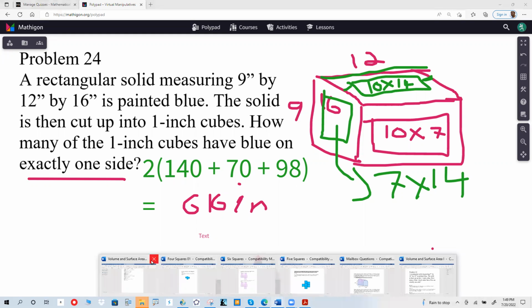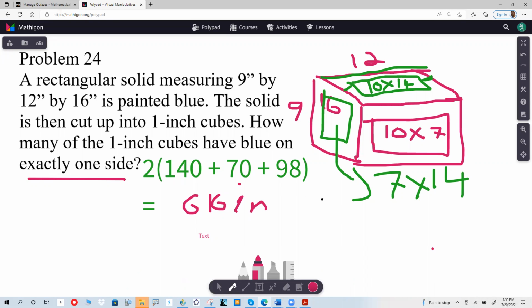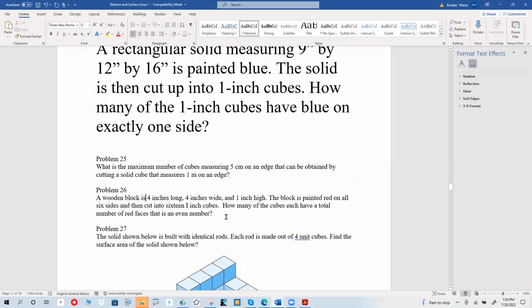All right, so and then we have the 7 times the 14. Which one? I'll leave it here for you to copy and then we can do the next one. Okay. And then you do all this times 2, 140, 70 plus 98. Okay, makes sense. All right, and then the last one, 26, and that's it.